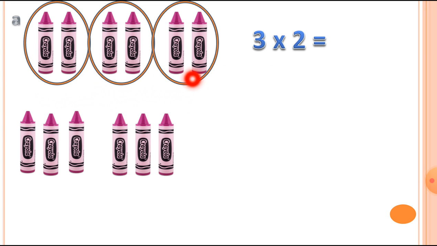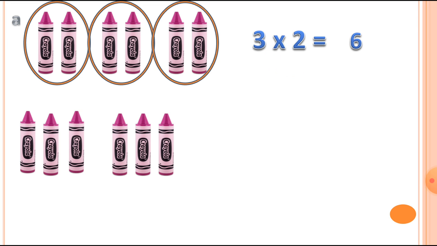1, 2 and 3. So I am writing 3 and each group has 2 crayons. 1 2, 1 2 and 1 2. That's why I am writing 2. There are 3 groups and each group has 2 crayons.